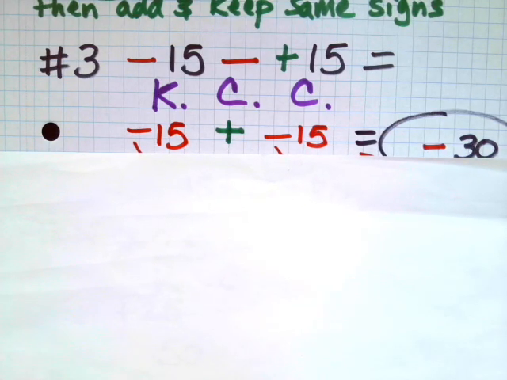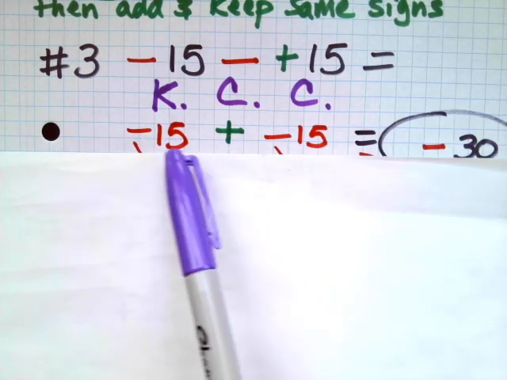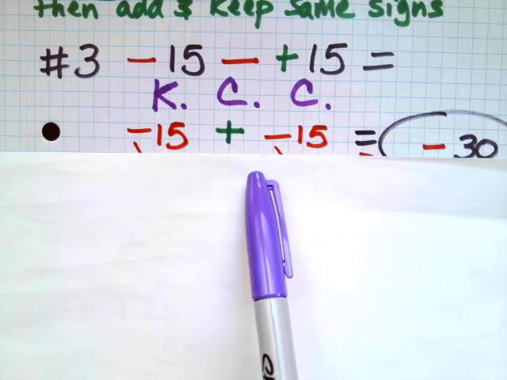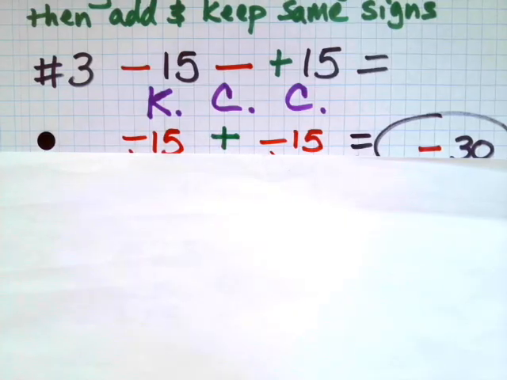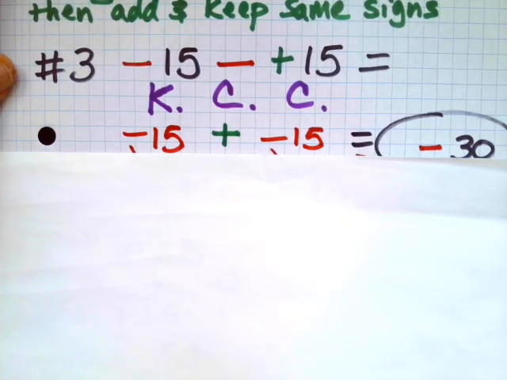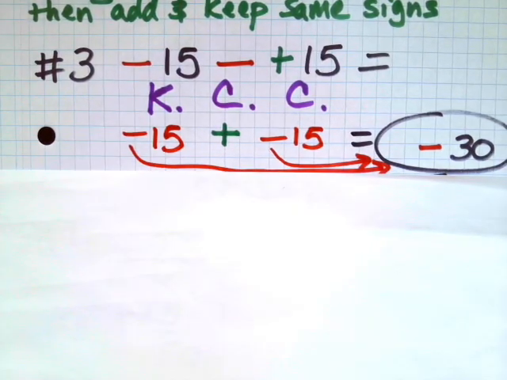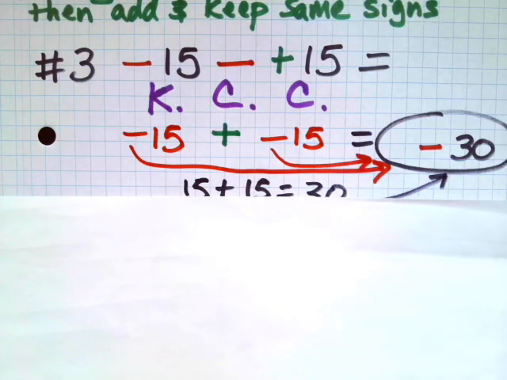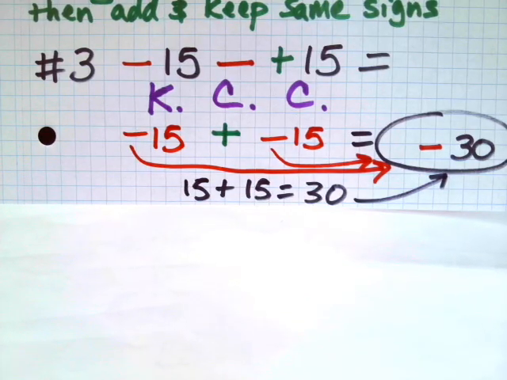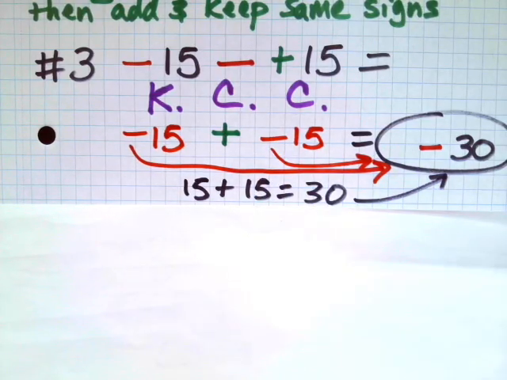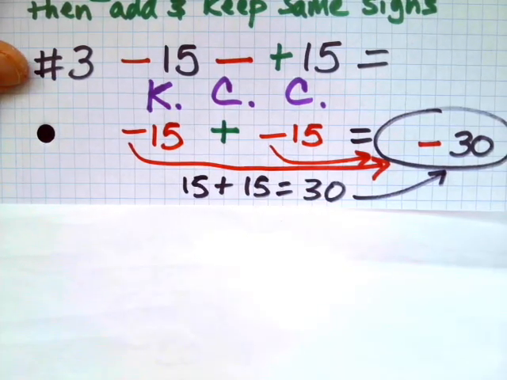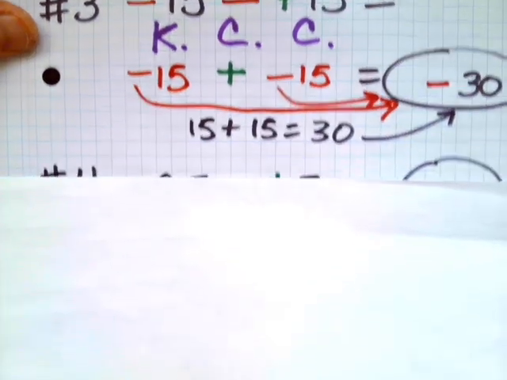Now we have an addition problem. Same signs, add and keep the same sign. We changed it from subtraction to addition. Follow the addition rules. So here I'm showing you 15 plus 15 equals 30. They're the same sign. Keep that same sign in your answer. I'm just buzzing along here.